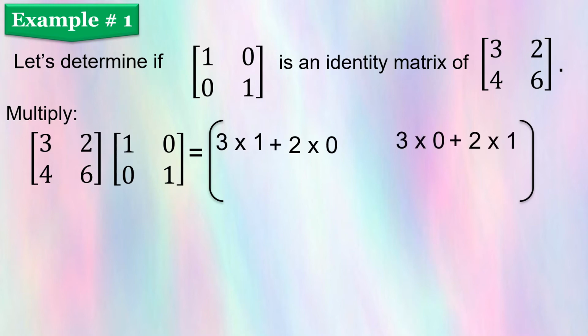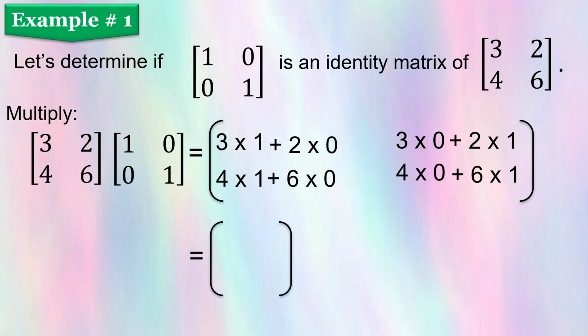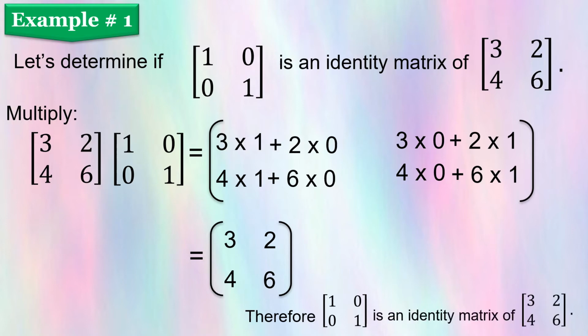And then 3 times 0 plus 2 times 1. And we have 4 times 1 plus 6 times 0. And then 4 times 0 plus 6 times 1. Simplifying further, we get 3, 2, 4, and 6. Since 3, 2, 4, 6 is equal to the original matrix, therefore 1, 0, 0, 1 is an identity matrix of 3, 2, 4, 6. So once you multiply an identity matrix to a certain matrix, the product will be that certain matrix.